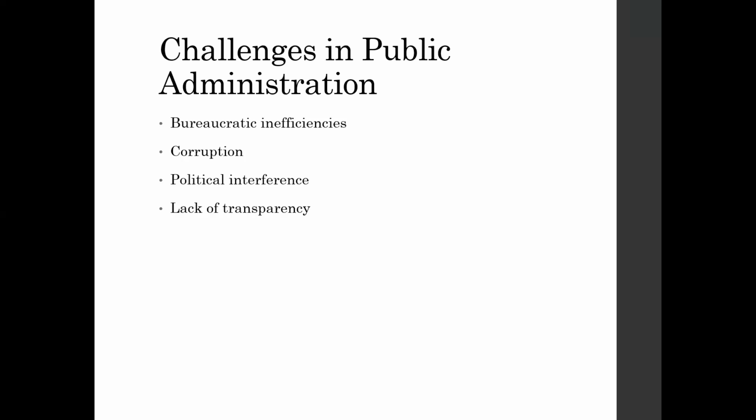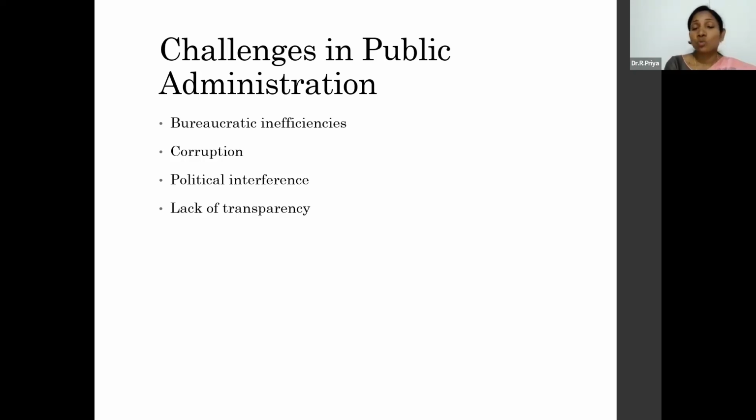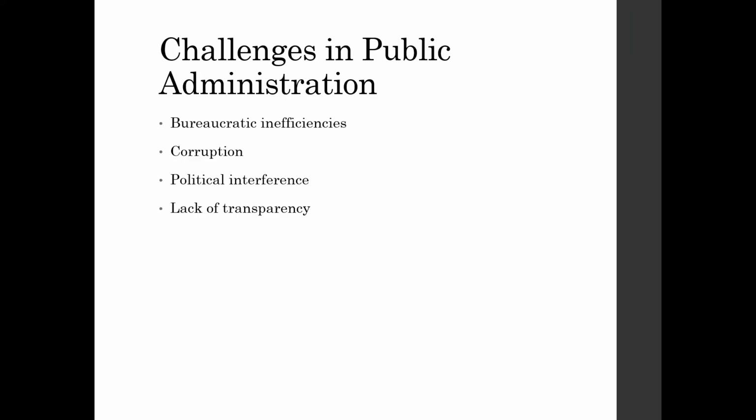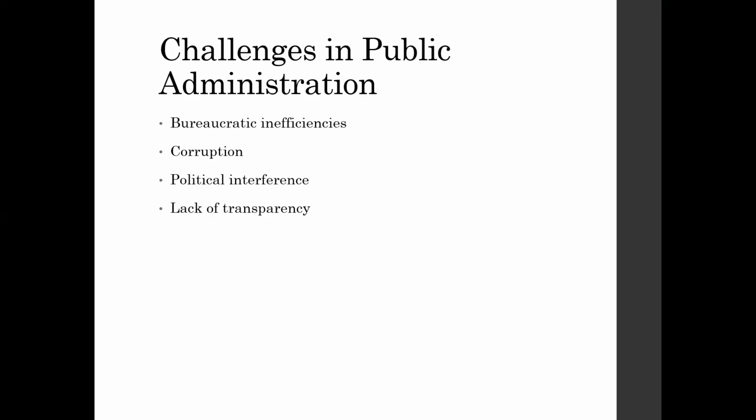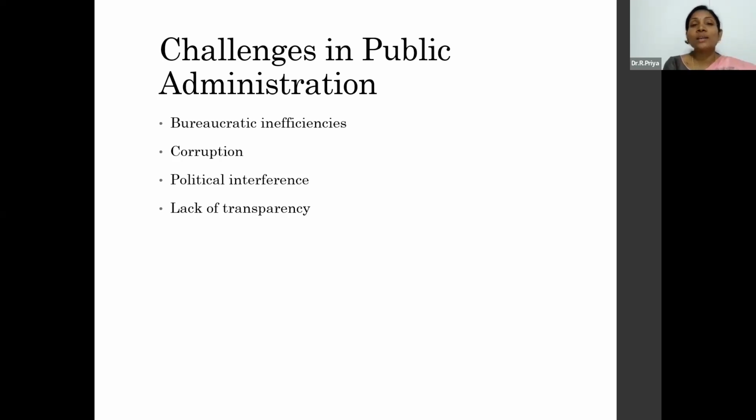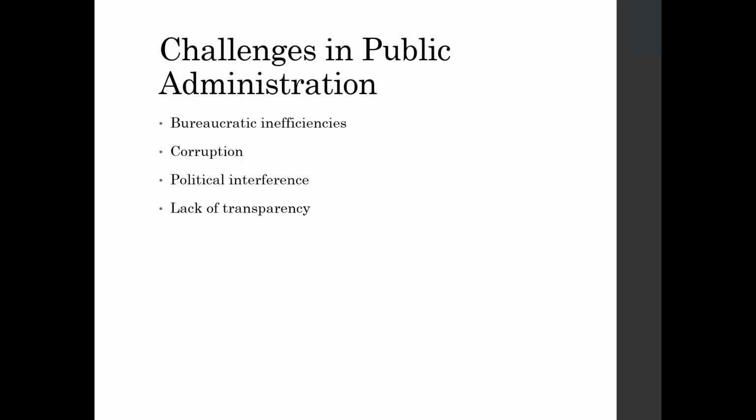For example, delay in RTI, the Right to Information, responses, or poor audit reports that go unacted upon. These challenges must be addressed through administrative reforms, use of technology, and strengthening ethical governance to make public administration truly effective and citizen friendly.